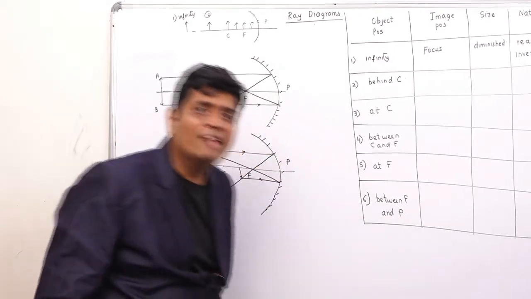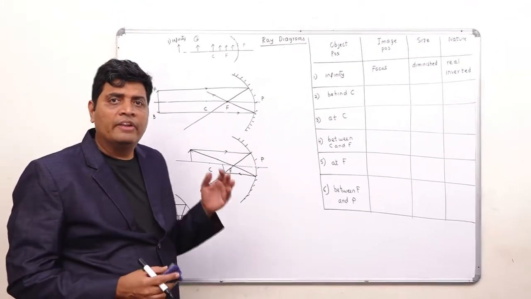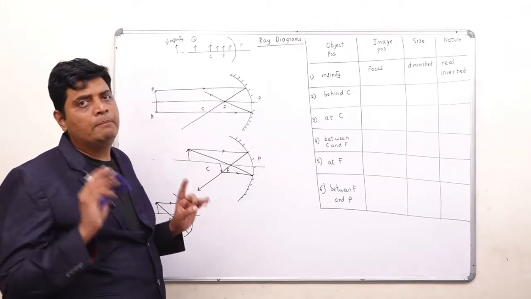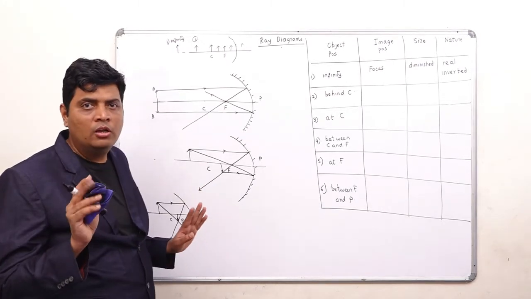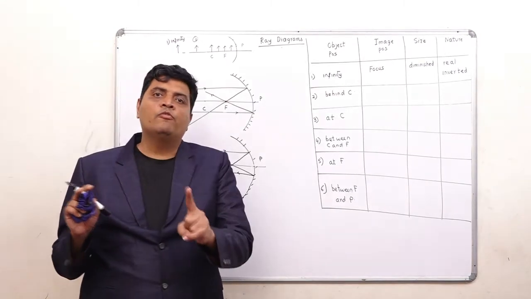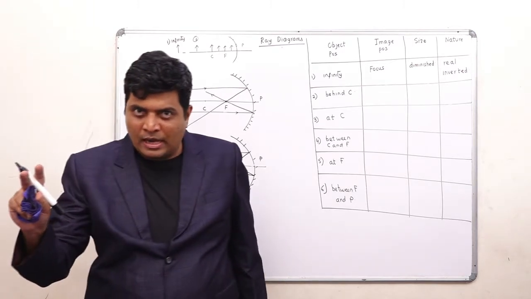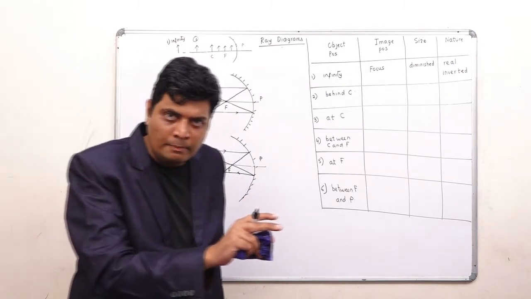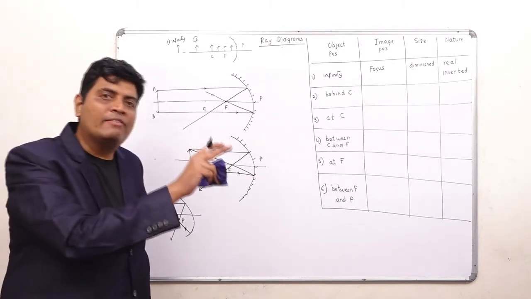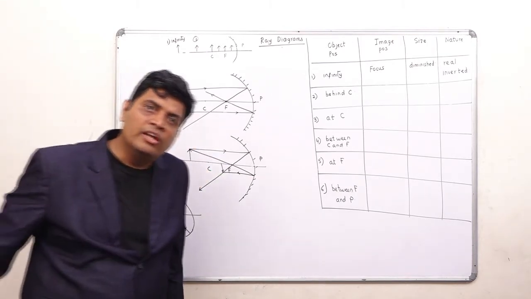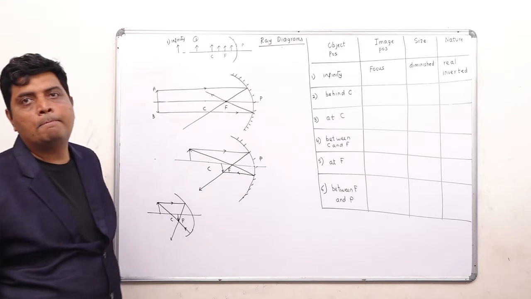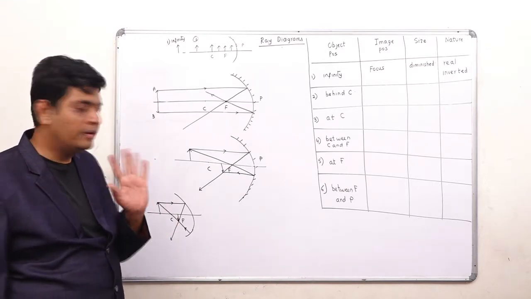So you can pass your ray through any one important point, either focus or center of curvature, but you have to follow the rules of the ray diagram. If you are passing through the focus, the reflected ray will be parallel to the principal axis, and if you are passing through the center of curvature, the reflected ray will take the same path. This we have to remember.